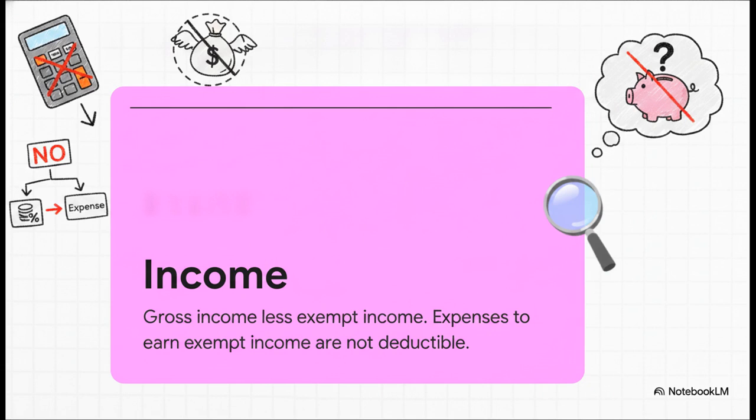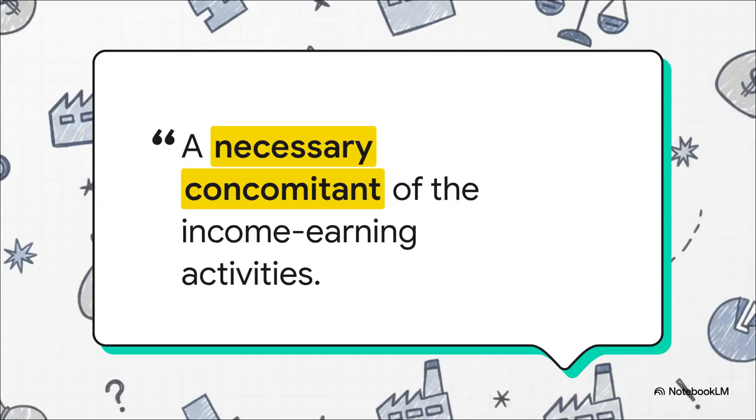There's a classic exam trap where a company spends, say, R3,000 to earn R5,000 in local South African dividends. Well, because local dividends are exempt, they literally don't meet the definition of income, so that R3,000 expense, it's dead in the water. Absolutely no deduction.